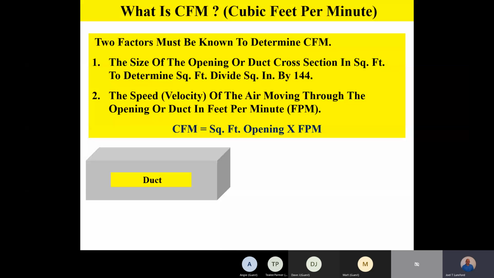So team, that's an important concept. We can always find airflow by measuring the cross section of the duct, and then finding the speed of the air in feet per minute, and we can find CFM moving through that section of duct. Any questions or comments?